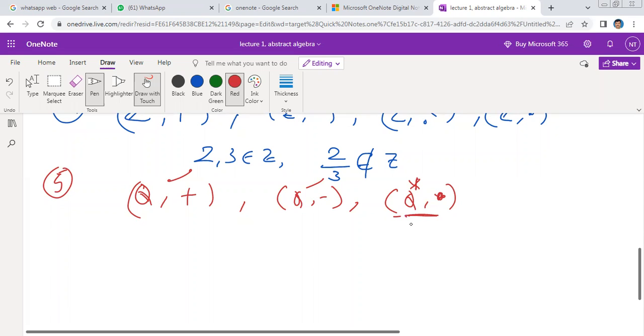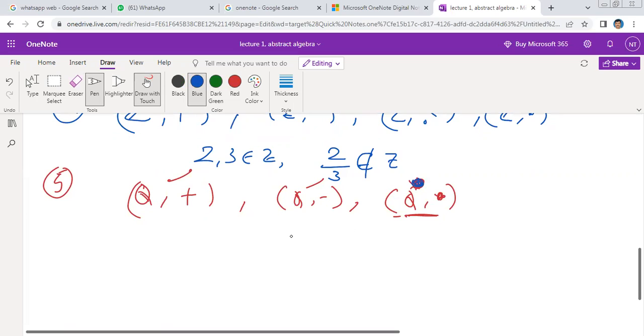Non-zeros, sir. So is there a problem with the binary operation closure property if we take Q instead of Q star? Is there any problem for that? No problem. It will be a problem for being a group, yes.